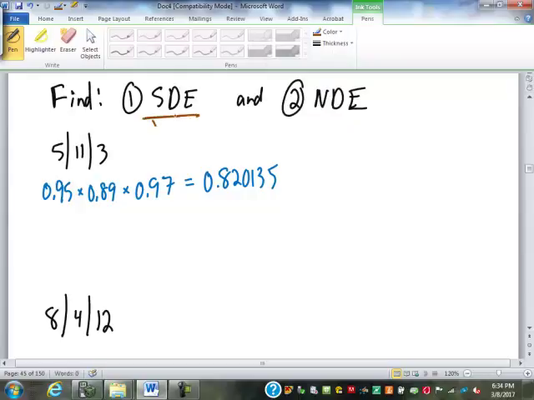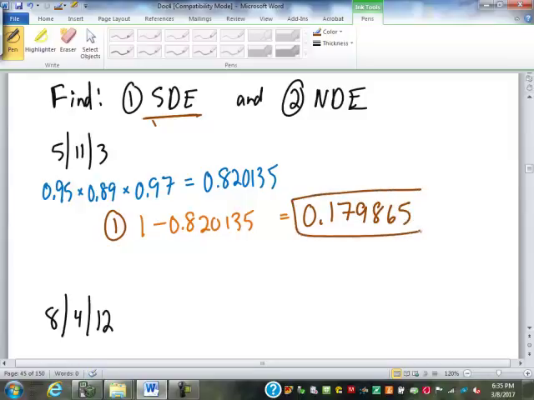But we are looking for the single decimal equivalent here. That's not the single decimal equivalent. The single decimal equivalent is found by taking 1 minus that. So 1 minus 0.820135 is 0.179865. That is the single decimal equivalent.